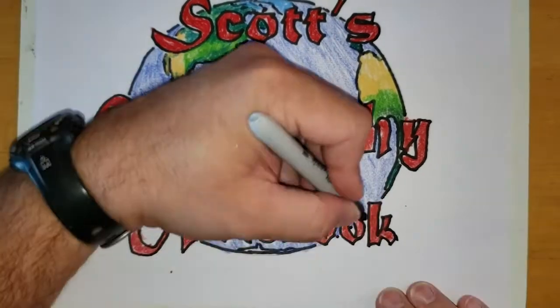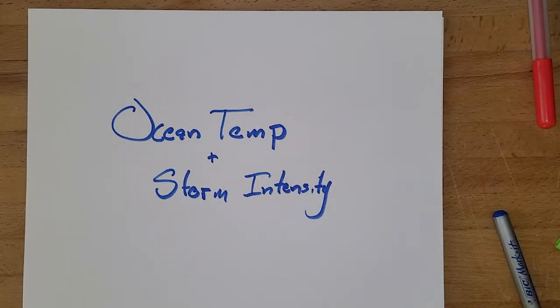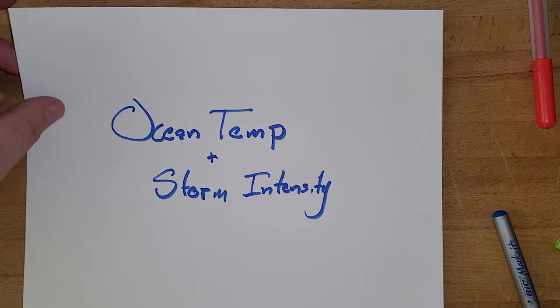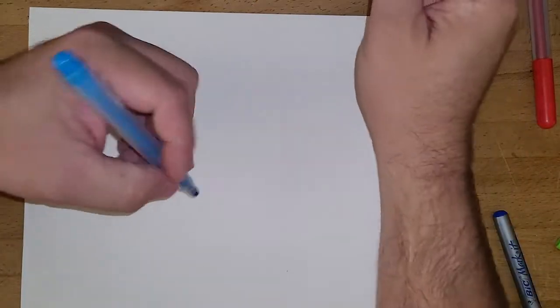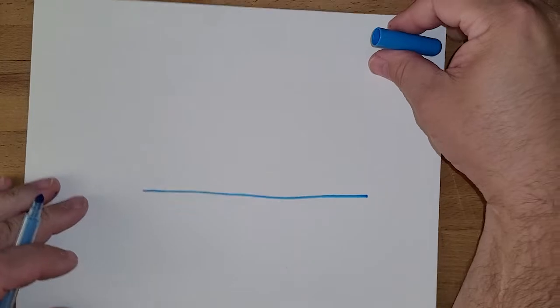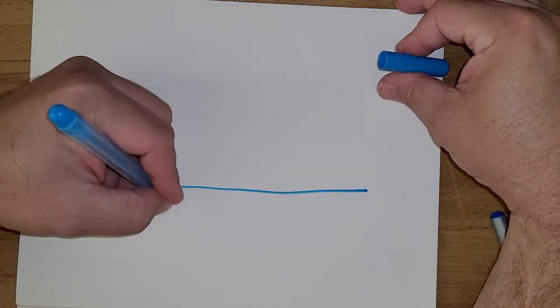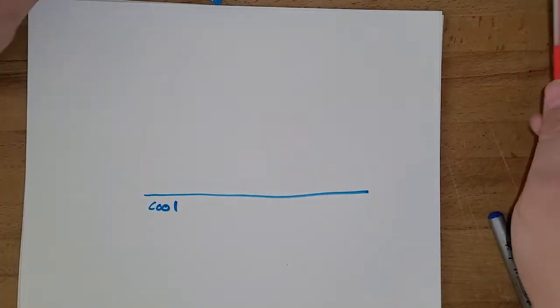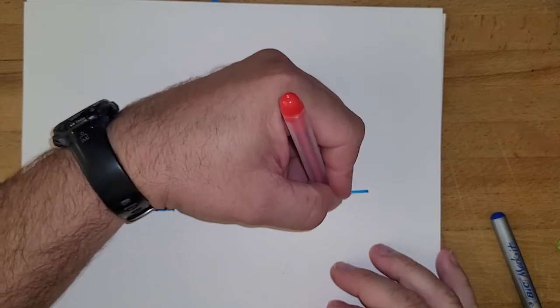Let's talk a little bit about ocean temperature and storm intensity. This really comes into play when we start looking at our tropical storms. What causes those tropical storms? Well, it has to do with the surface of the ocean. If the surface of the ocean is cool versus if the surface of the ocean is warm.